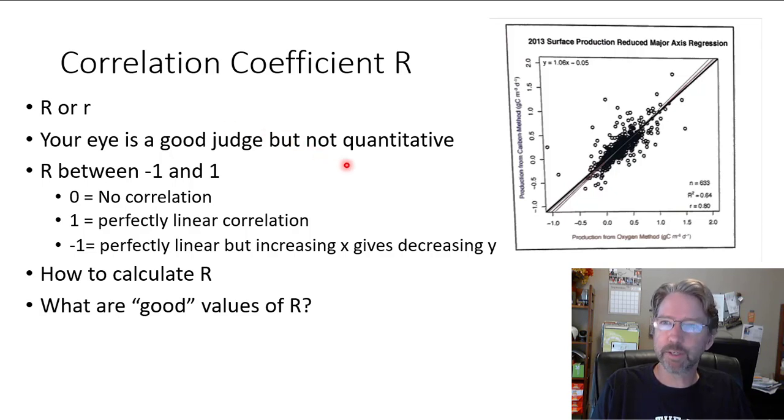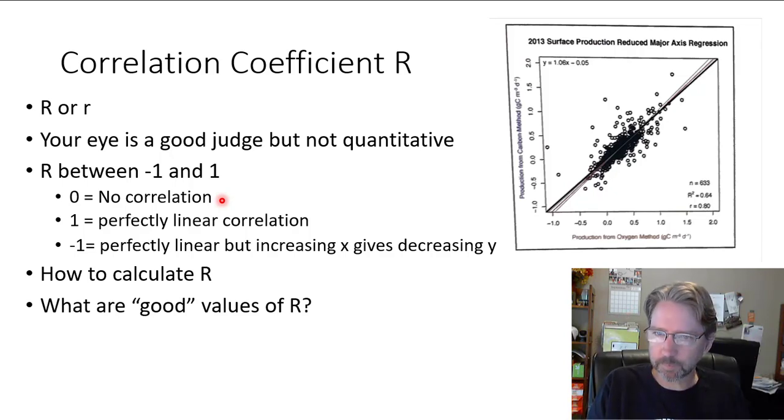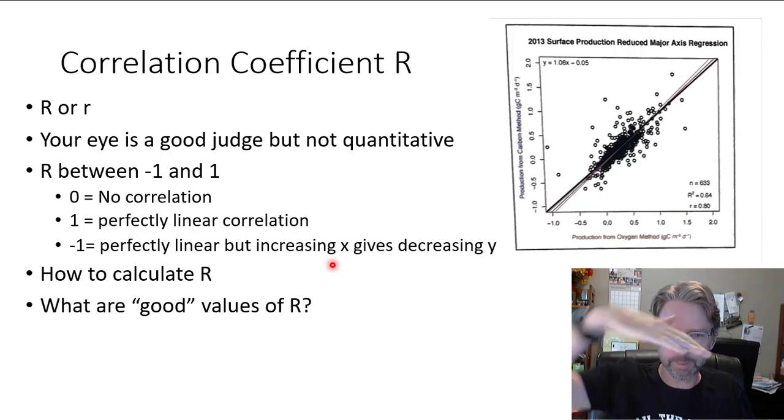Your eye is a very good judge of correlation. You can usually see the pattern yourself. So trust your eyes, but it's not quantitative, so we need something with some math behind it. R values vary between -1 and +1. 0 means no correlation, a perfect sphere of data or something like that. If your R is 1, that means you have a perfectly linear correlation. If it's -1, it's also perfectly linear but sloping down instead of up.